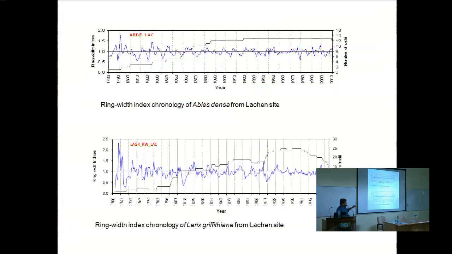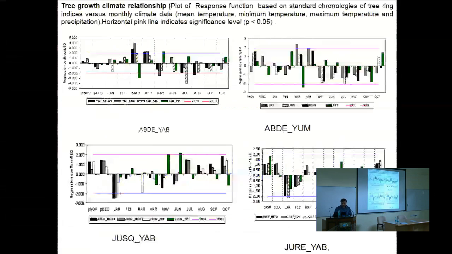These are the time series plots developed through the two different statistical methods: one is negative exponential detrending, and the second is the 30-year spline. The background line indicates the sample size. So moving on, the tree growth relationship.